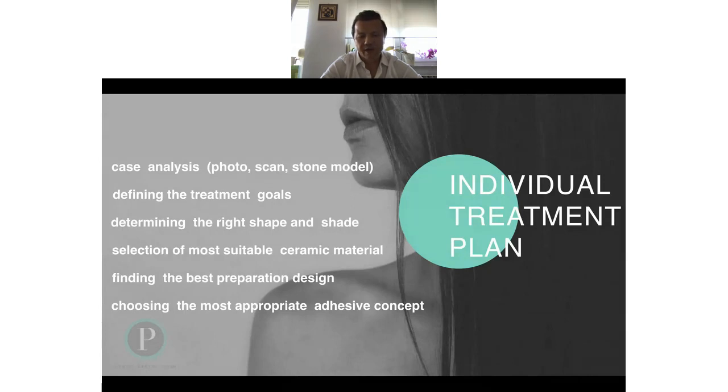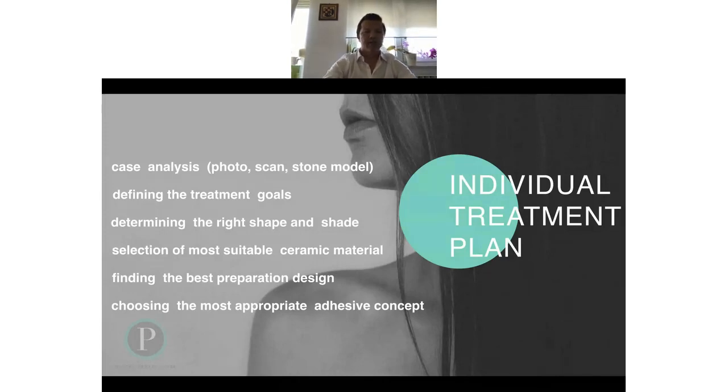I do it in that way. When I'm doing the first checkup, I try to have one of my colleagues from my team with me, and they write or type all impressions regarding the conversation between me and the patient. So it's easier for us, after analyzing the photos, the scan and the stone models, to make a proper treatment plan for this patient.